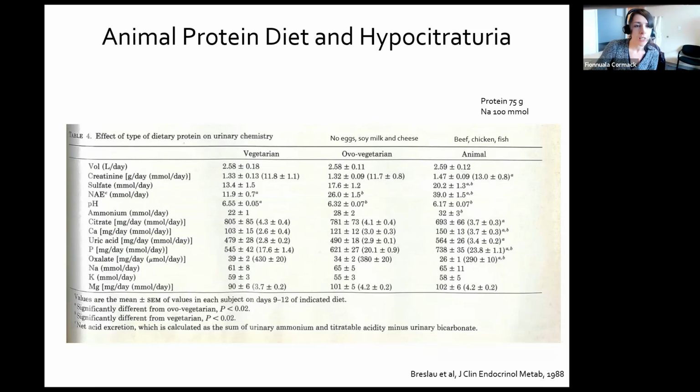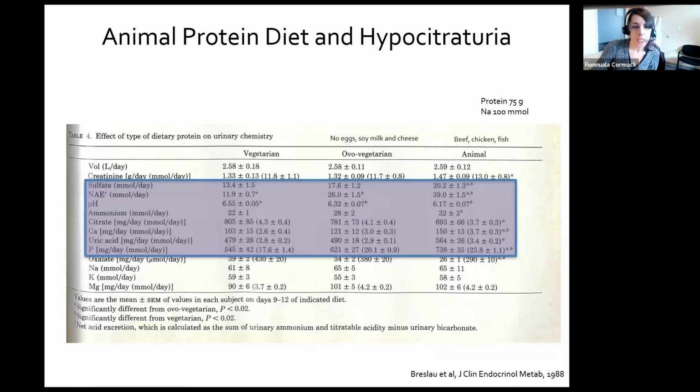We have vegetarians, ovo-vegetarians, which is vegetarians eating eggs, and then of course patients eating animal-based protein. What you see here, if we just focus on the sulfate, is a significant increase in sulfate, an increase in the net acid excretion, and a decrement in pH on this diet. And then importantly, along with that, you get a decrease in urinary citrate.